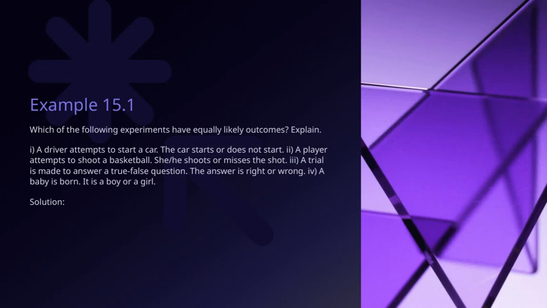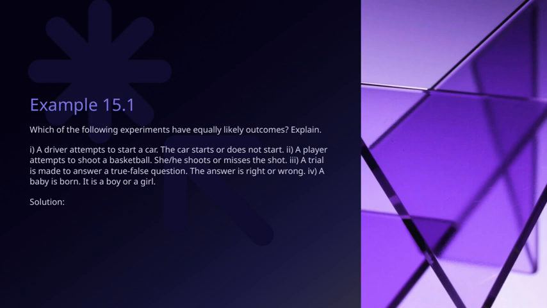Let's look at some common examples of experiments and their outcomes. First, imagine a driver trying to start a car. The outcome is either the car starts or it doesn't. Next, think about a player shooting a basketball. She or he either makes the shot or misses.